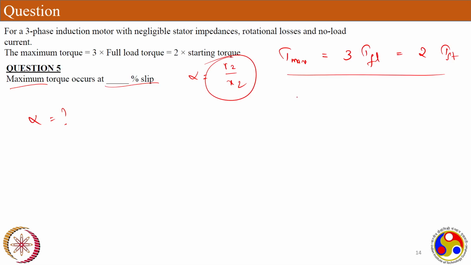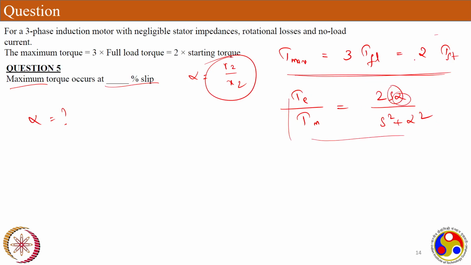Okay, good. Let's see how we can calculate it. We know the relation between electromagnetic torque at any slip and maximum torque: T/Tmax = 2sα/(s² + α²). With this relation, we can easily get α, which we don't know. If we know any other slip, we can easily get this. But we know the starting torque relation at which s equals 1, so we can have α only, which we can calculate easily.